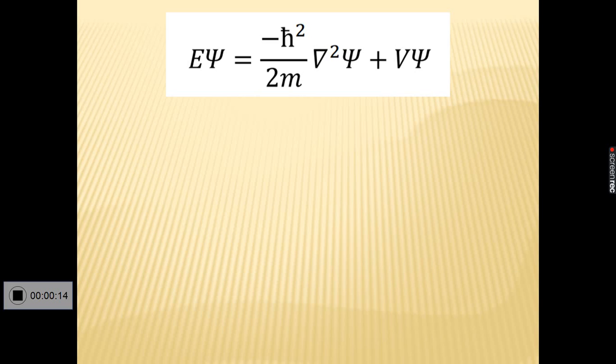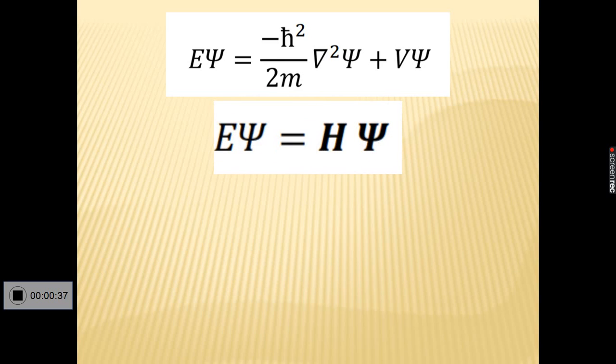We have obtained the steady state Schrodinger equation: E psi equal to minus h cross square by 2m del square psi plus V psi. Or E psi equal to H psi, where H is the Hamiltonian operator, minus h cross square by 2m del square plus V.